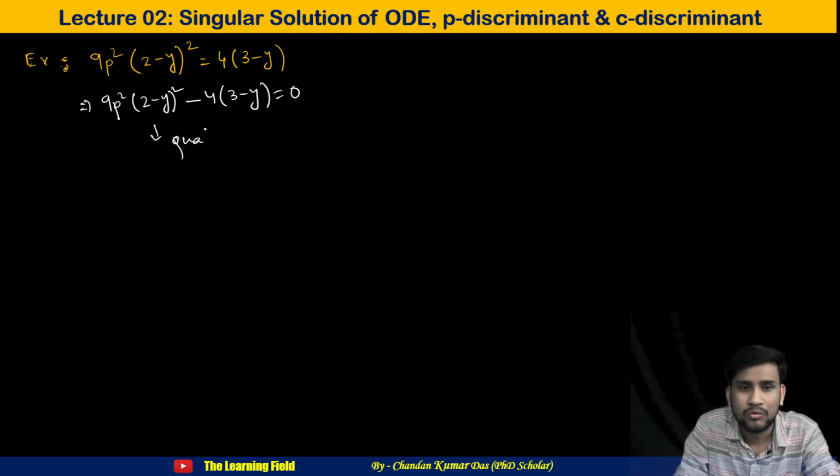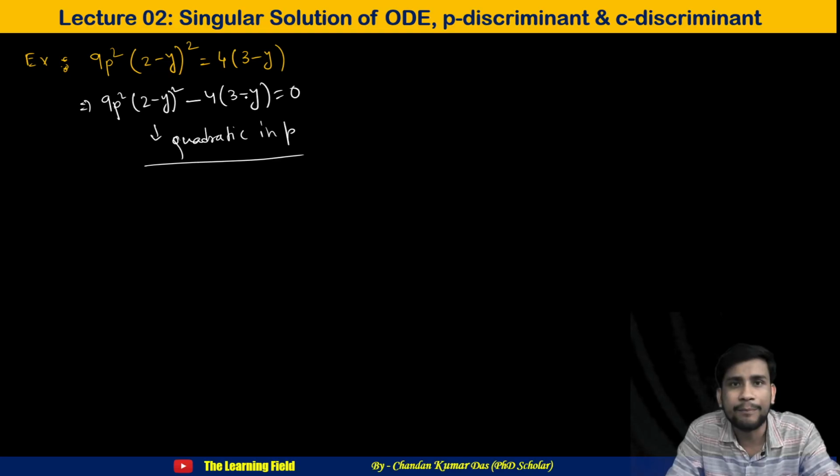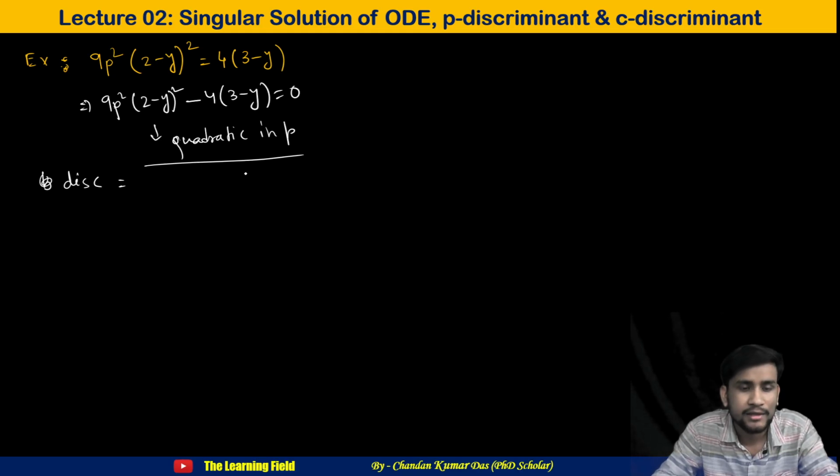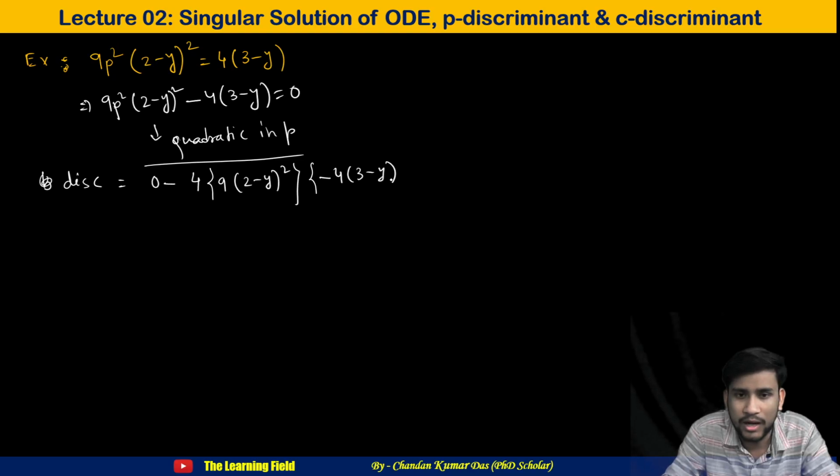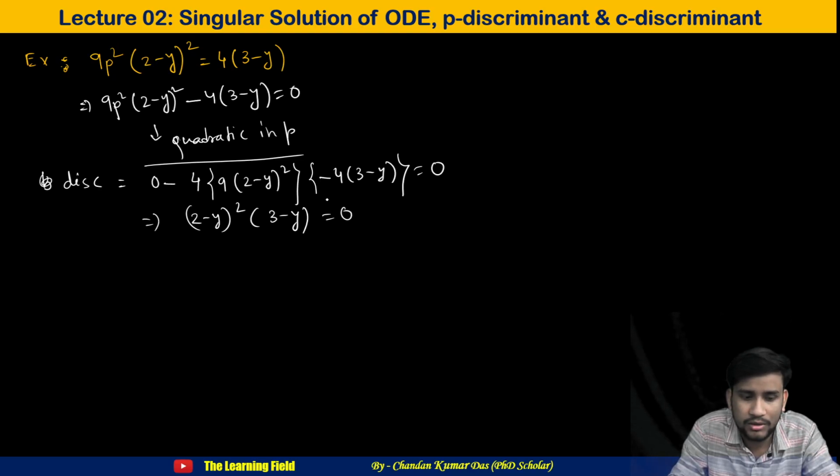This equation is quadratic in p. That means we can directly apply the discriminant formula. Now if we find the discriminant, which is b square minus 4ac equal to 0: p is not present in b, so that means 0 minus 4ac, that is 4 into 9 into (2 minus y) whole square into (3 minus y), equal to 0. That means we directly get (2 minus y) whole square into (3 minus y) equal to 0.